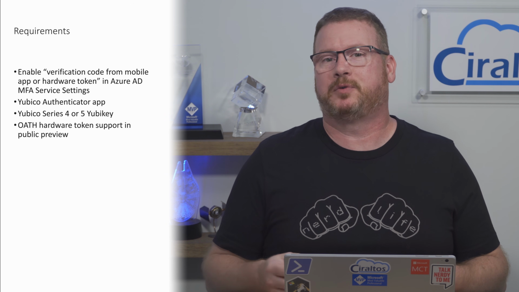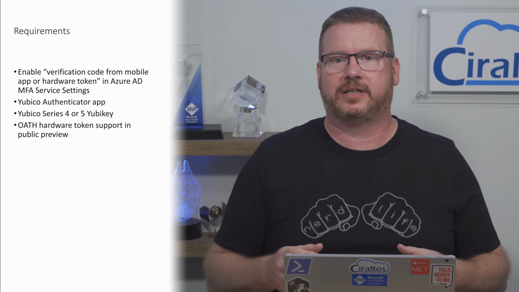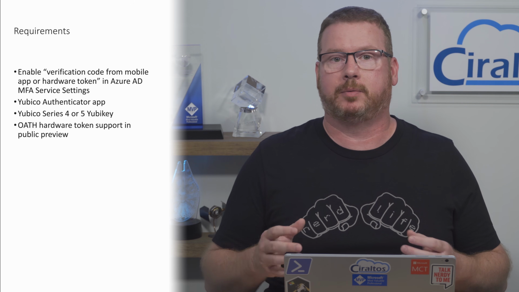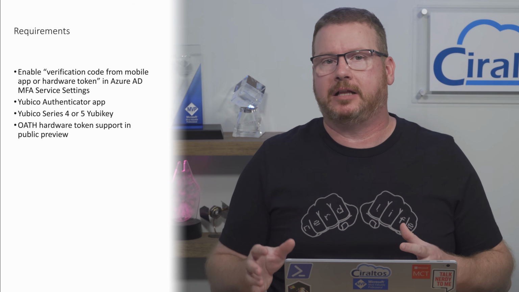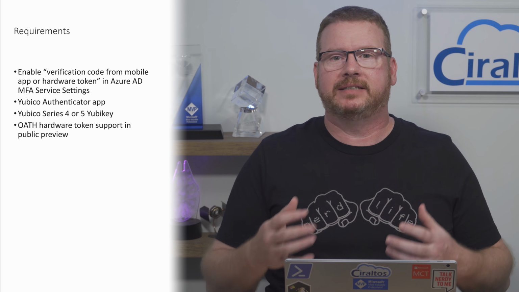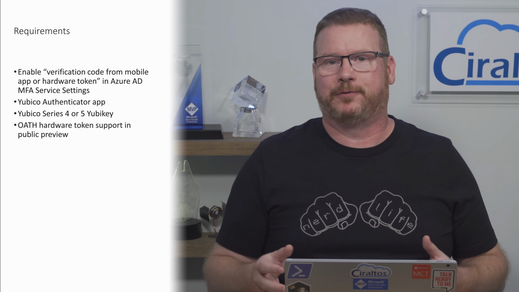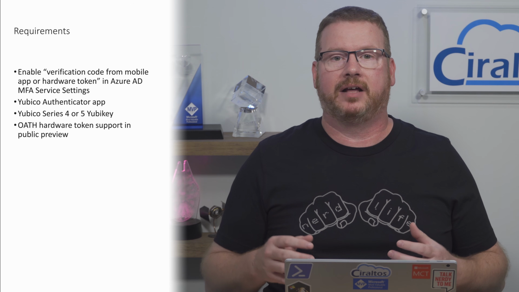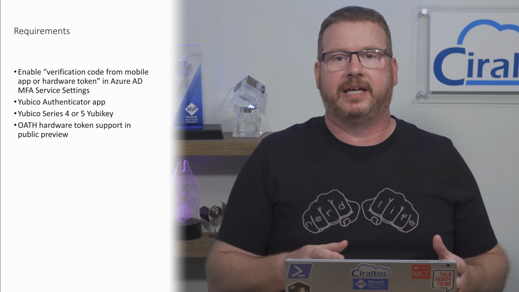There are a small number of requirements to get started with OATH tokens. In Azure MFA service settings, verification codes for mobile app and hardware tokens has to be enabled. You'll need the Yubico Authenticator app. There are versions available for just about every OS, and it's available in the Microsoft Store, so you can install it without administrative permissions. You'll need a Yubico 5 or 4 series device. I'll include a link below with details. As I said before, there are other hardware tokens that can be used for this process. I'm using a Yubico for this example.